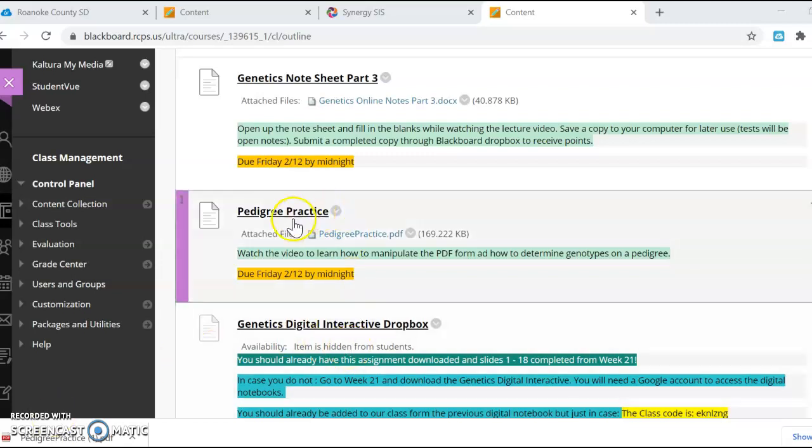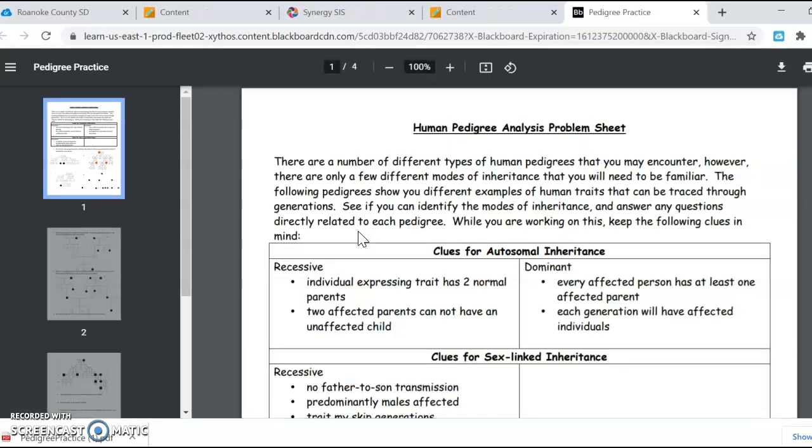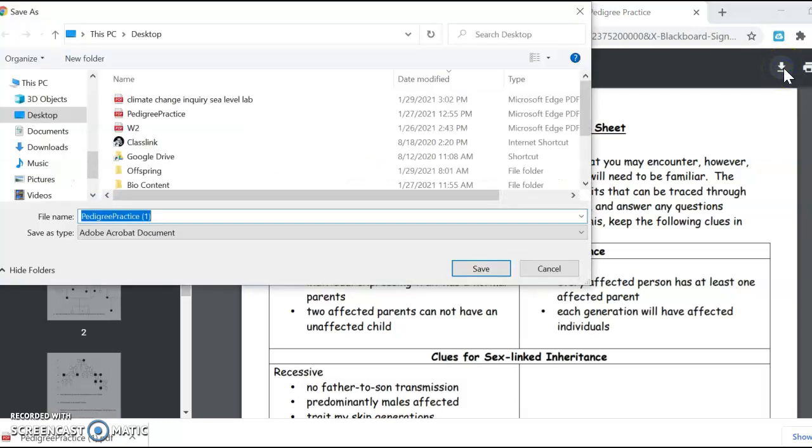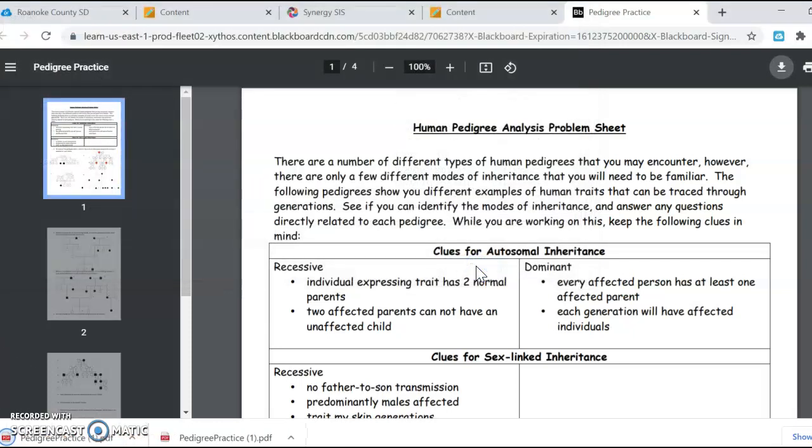All right, kiddos, when you go in to do your pedigree practice, we're going to access this file a little bit differently because it's a PDF. So go ahead and click on the link, and you should see something like this, and there's a little arrow in the corner that says download. Click download, and then go ahead and throw it right on your desktop. That's fine. It's the easiest place to find it.